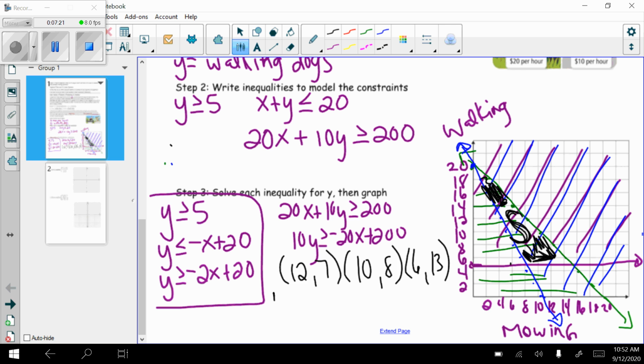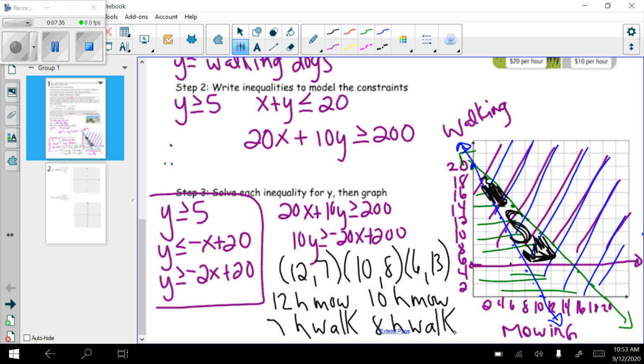So this says he could do 12 hours mowing or 7 hours walking the dogs, and hit his goal. He could do 10 hours mowing, 8 hours walking the dogs, still meet his goal. So lots of different possible scenarios that he could do to meet his goal there.